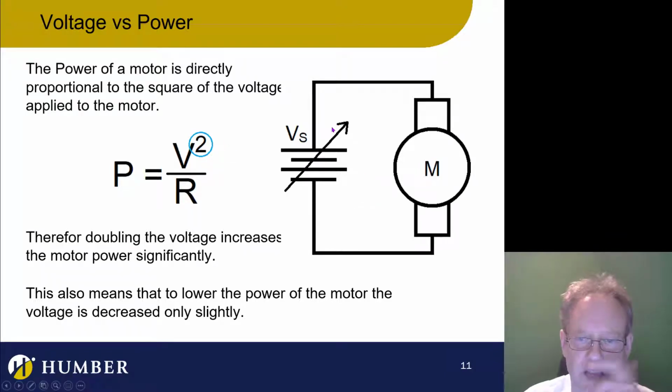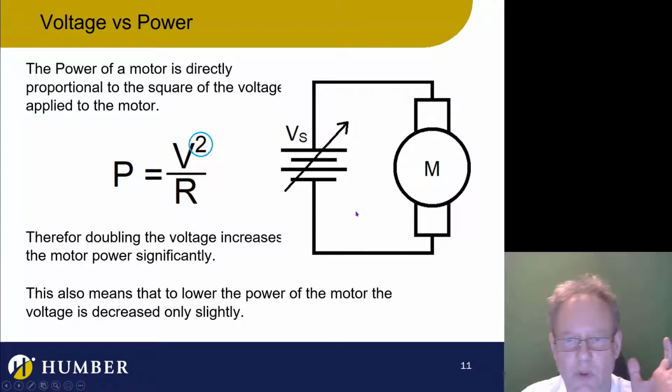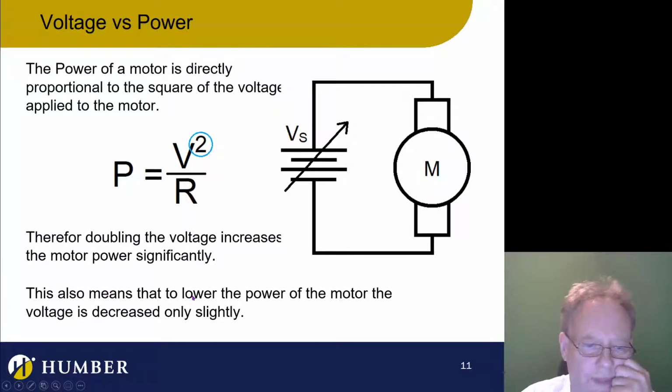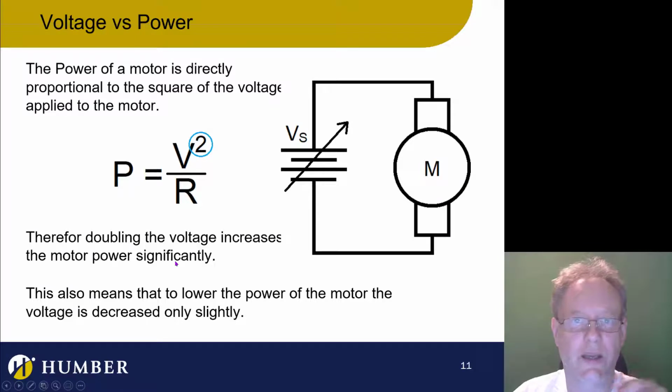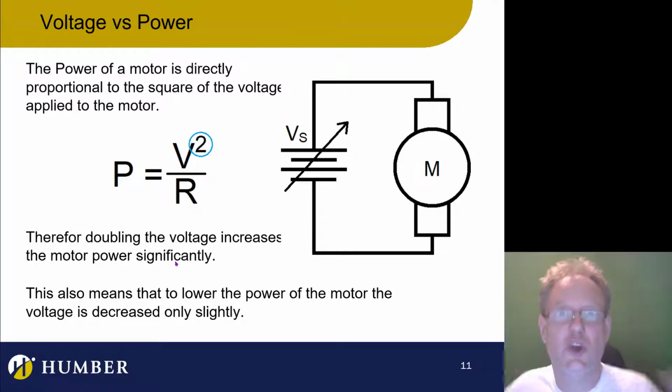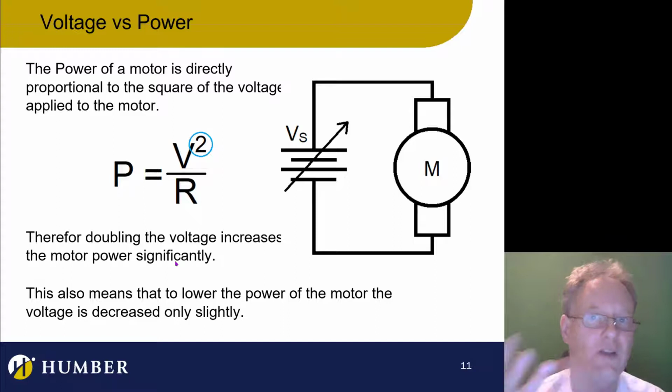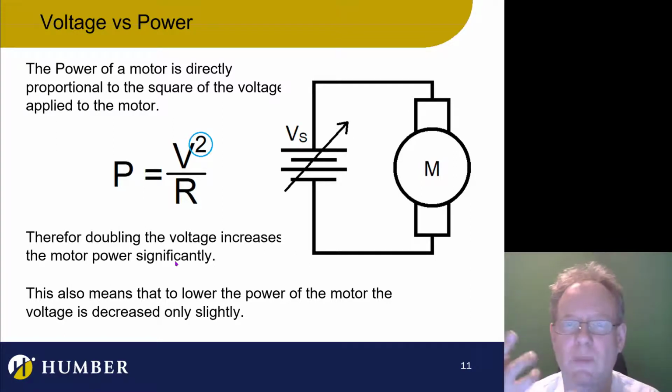So what's going on here? I just have this circuit here where I'm like, okay, if I were to vary this, can I double this voltage? What can I do with it? Well, doubling the voltage increases the motor power significantly. Yeah, like a lot, because it's squared. So we have to be careful about how much we overpower this voltage.